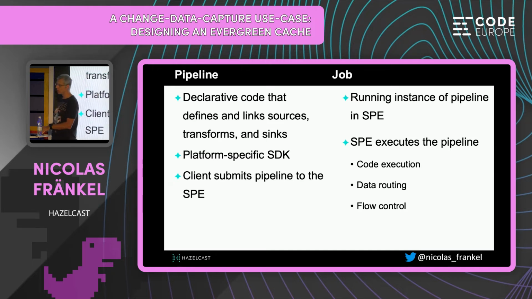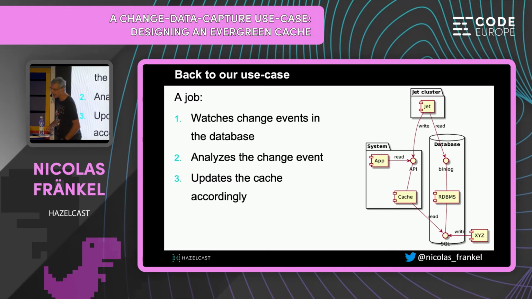Once you are ready for that, you package this code, and then you've got an SDK to send it to the cluster. The cluster will receive the code. It will interpret it and distribute it all over the cluster because it knows about the topology, and off you go. And now that brings us back to our use case.